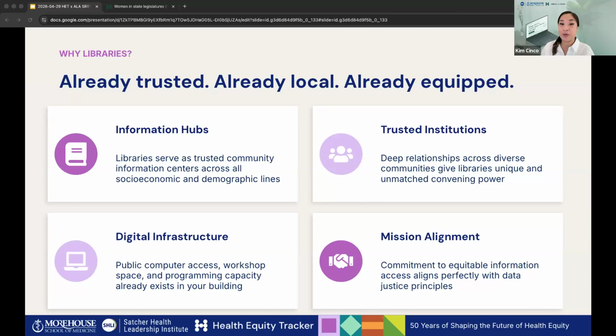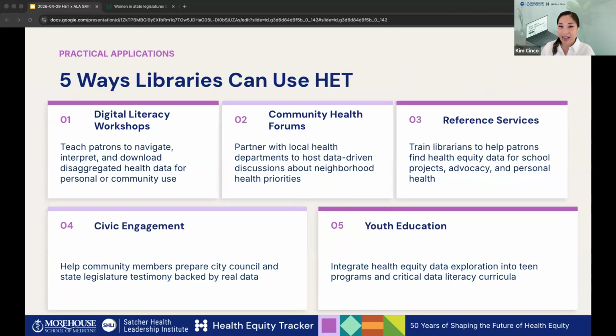You are already doing the work. We want to give you better tools for it. The community trust that libraries have built is something that a health data platform cannot manufacture. But when you combine that trust with accessible, disaggregated data, that's when things get really powerful. So what does that actually look like in practice? Here are 5 concrete applications.